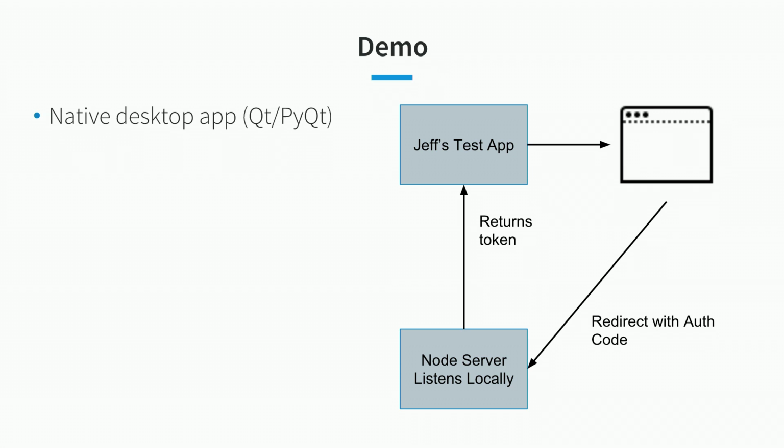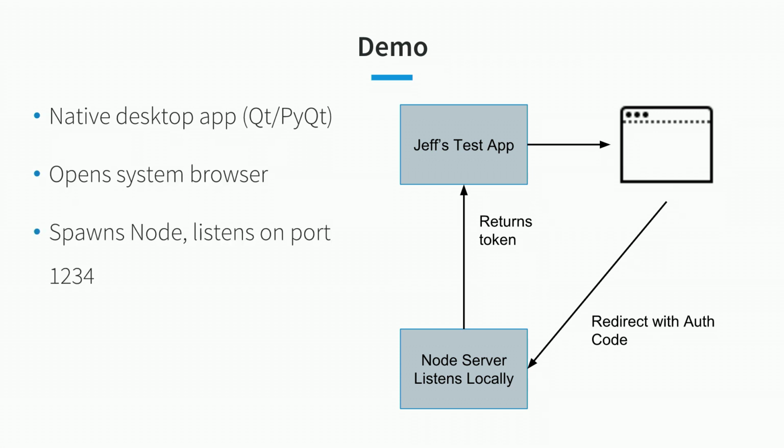That system browser is going to redirect with an auth code to a Node server that's spawned from the process and is just listening locally for that auth code. And then once it receives the auth code, Node will make the request out to exchange that auth code for an access token. And then it will send that back to the test app.